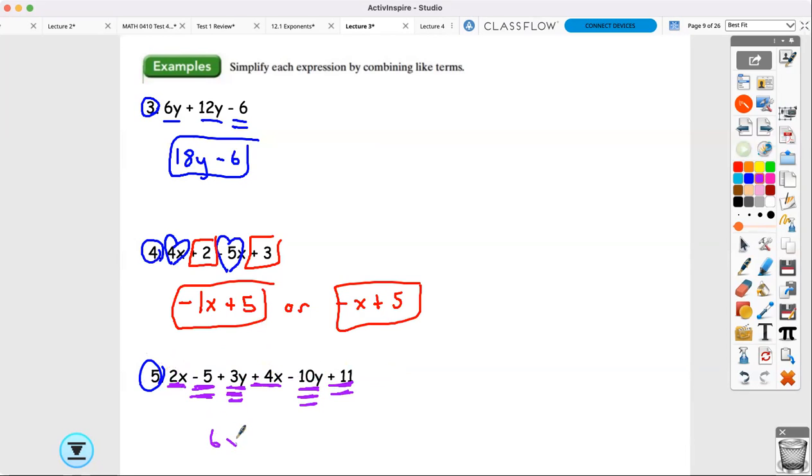6x. Good. 3y minus 10y. 3 take away 10. That's -7y. Minus 5 plus 11. I owe the bank $5, but I have $11, so now I only have $6 because I paid off the bank. And we are done. What questions do we have on combining like terms, guys? Any questions at all?